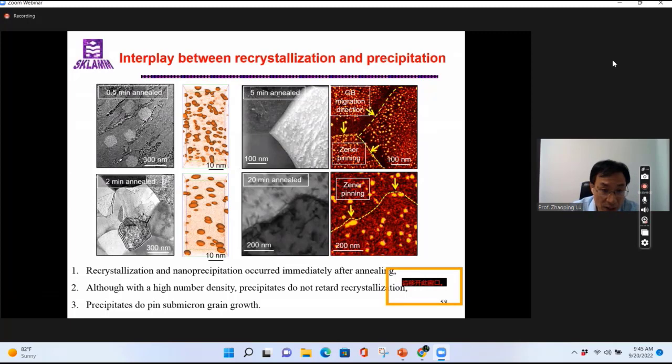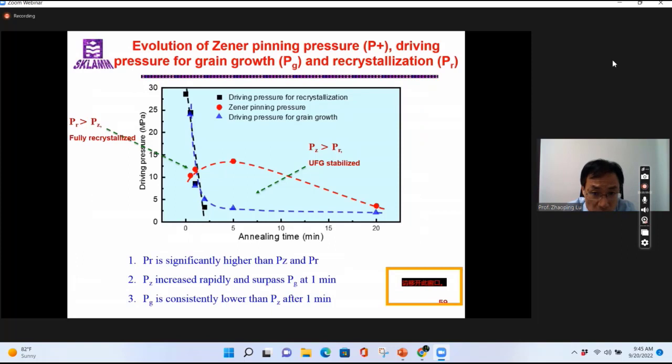And here we calculate the driving force for the three things here. One is the recrystallization driving force, the pinning pressure, and the driving force for grain growth. As you see, at 1 minute, the pinning pressure is above the driving force for grain growth. So that means these precipitates can effectively suppress the grain growth of this material. The driving pressure for recrystallization is reduced dramatically, which is consistent with the fast process of recrystallization.